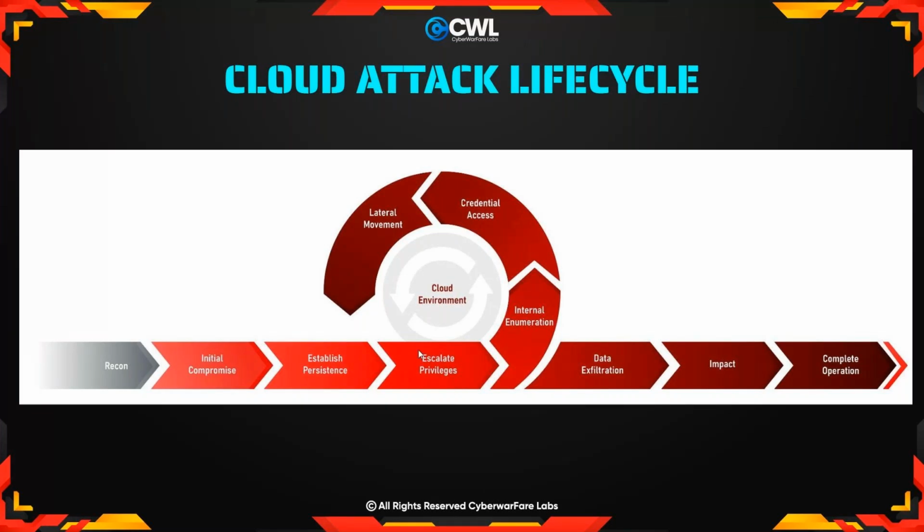Again, once we did the recon, once we compromised the initial service, and once we established the persistence, then we can move to escalate privileges. And once we get there, we can again do the internal enumeration. We can find some credentials. We can move laterally to other services or other clouds or other accounts in case of multi-cloud architecture, which is actually very common in modern organizations.